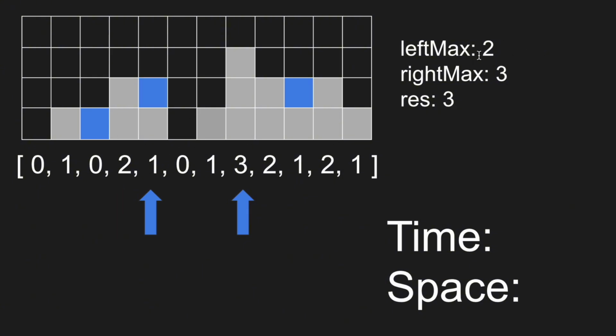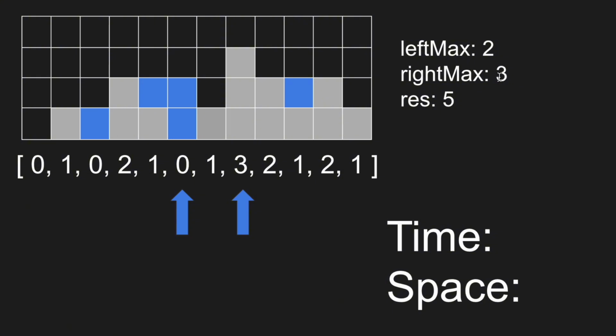Left max is the smaller of the 2, so left max minus the current index is 1, so 2 minus 1, which is 1, so we add 1 to the result. And because left max is less than right max, we shift the left pointer again. Now we subtract 2 by 0 because the index is 0. 2 minus 0 is 0. Add 2 to the result, so now that's 5.